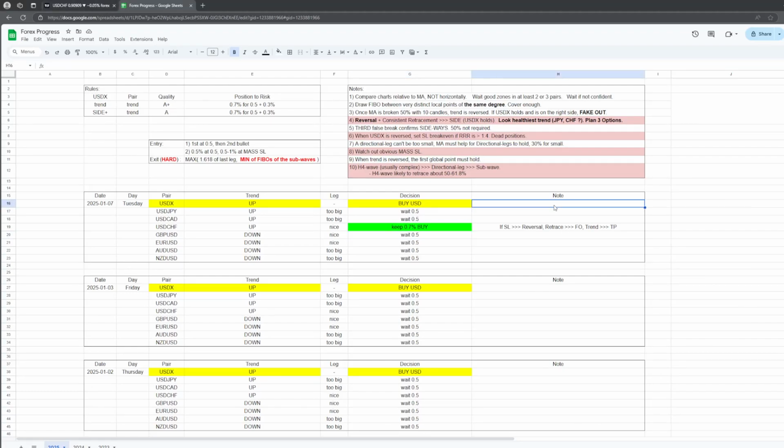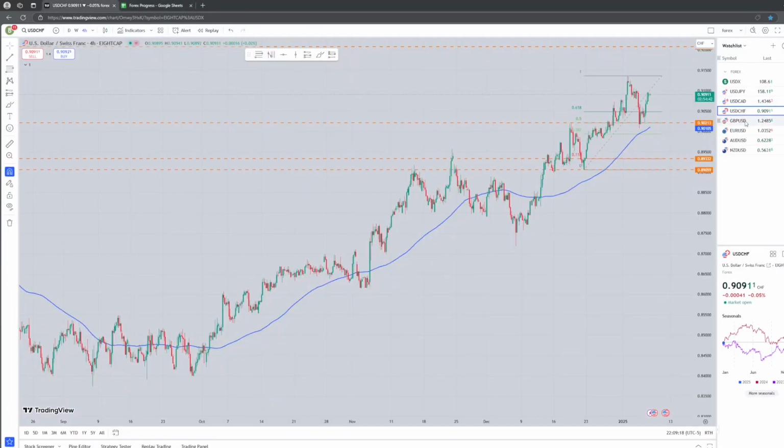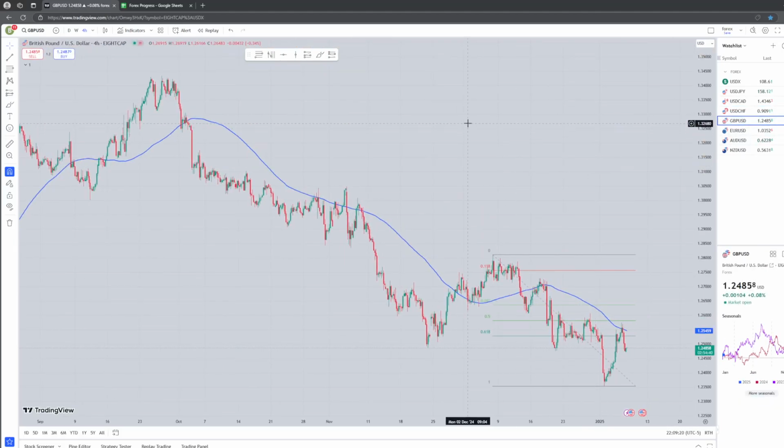Okay, so at this point I have risked all the position I could afford to lose at USD Swiss franc, which means I have no more bullets to risk. So let's just write it down here. Now let's analyze the next pair, Pound USD.